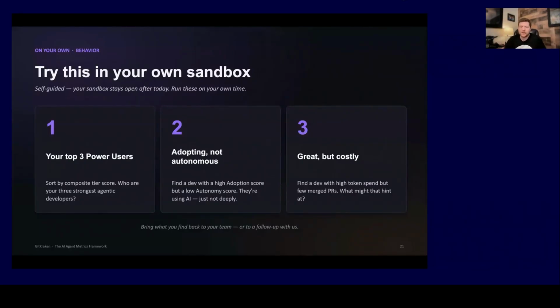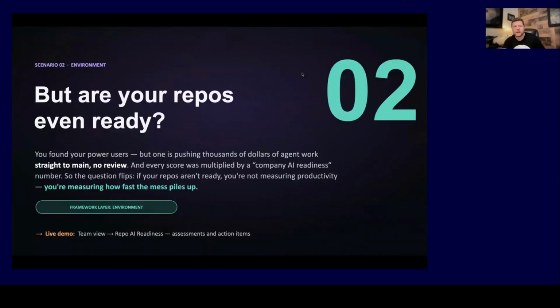And then we also have a try-at-home activity. After the workshop is over, you'll get a recording, so you'll have all the slides here, and you can go through and identify who the top 3 power users are, and who are folks that are adopting, with high adoption, but maybe low on the autonomy scale. And then third would be looking at what's great usage but potentially costly. So maybe high token spend but few merged PRs. What would that mean? What does that look like? It's an activity to do on your own time, but that's a really cool one to check out.